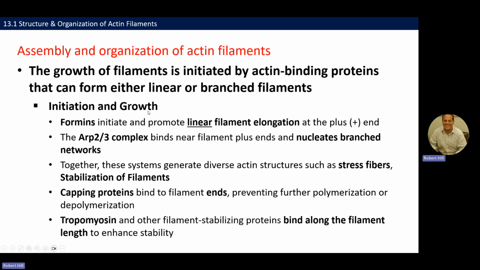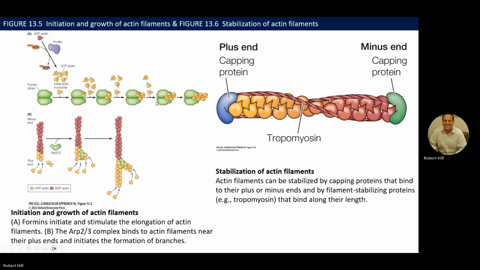Okay, so actin just doesn't spontaneously grow, though, right? Their growth is initiated by particular proteins, and it can be initiated in different arrangements. So these different complexes here can initiate the growth of actin.